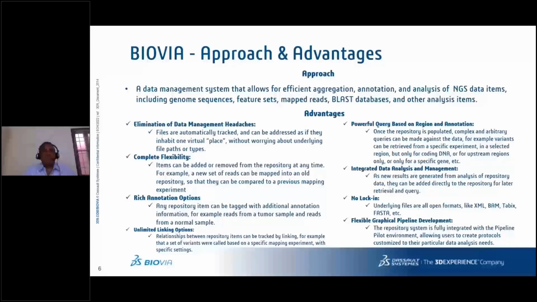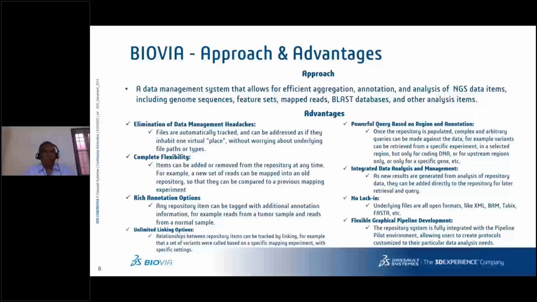Then what is the approach that the solution takes? It's a data management system, basically. You can do parallel processing, all of this can be done for aggregation, annotation, and analysis of NGS data. So you can have genome sequences, you can have GFF files, the feature files, you can have map rates, you can have BLAST databases, and many other analysis items. We have integrated with ClinVar and dbSNP, CRISPR, ONT. All of these programs are present within the program. I will show you a snapshot of them in the slides as we go on.